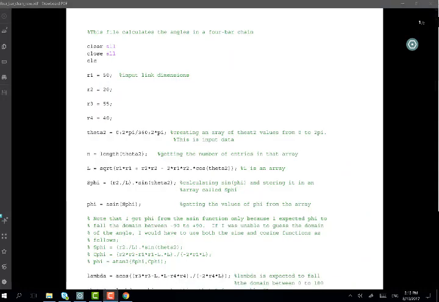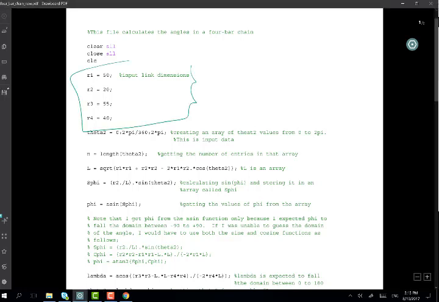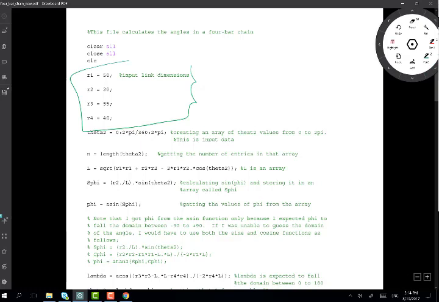All right, so this here is the MATLAB file which does the analysis for you for a 4-bar chain. Here I input my dimensions for the 4 links, and I input my values for theta 2. I'm inputting an array of theta 2, which starts from 0 and goes up in steps equivalent to 1 degree, but in radians: pi over 180, then 2 pi over 180, and so on, until it's 2 pi.